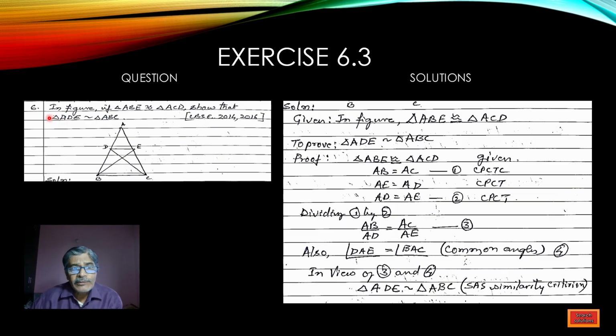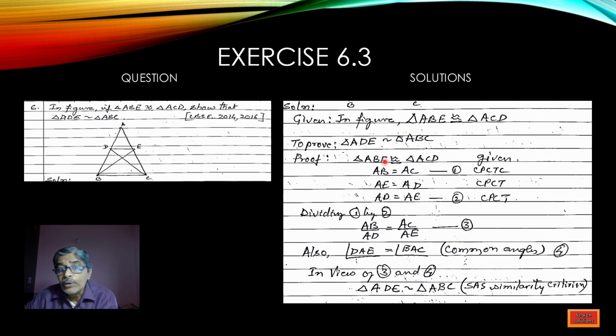So the problem says that in the figure, if triangle ABE and ACD are the two triangles, show that triangle ADE is similar to ABC. This question has appeared in 2014 as well as 2016. So write down what is given in the figure. Triangle ABE is congruent to triangle ACD. To prove that triangle ADE is similar to triangle ABC.